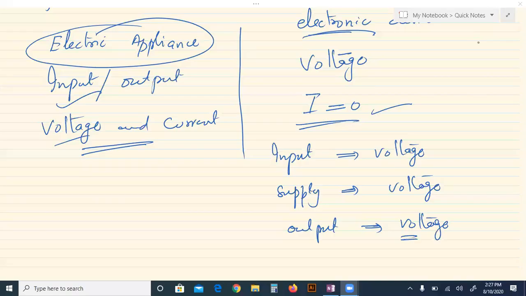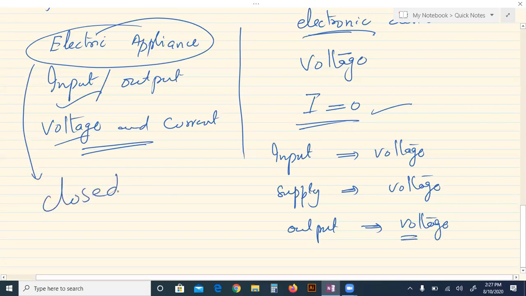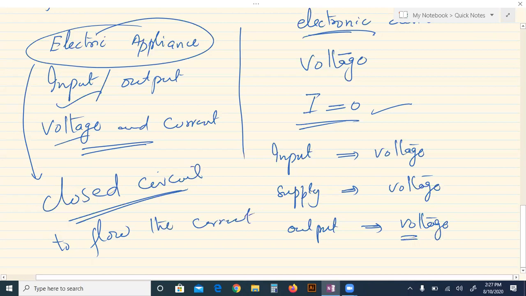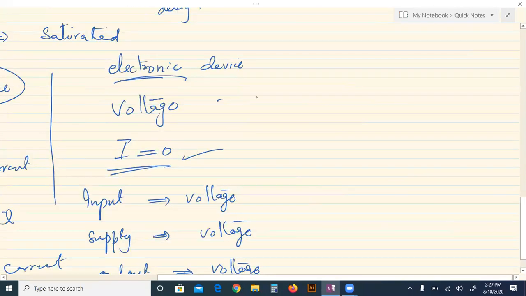So in an electric appliance, there will be a closed circuit to allow the current to flow. And in electronics, there will be an open circuit to stop the flow of the current.